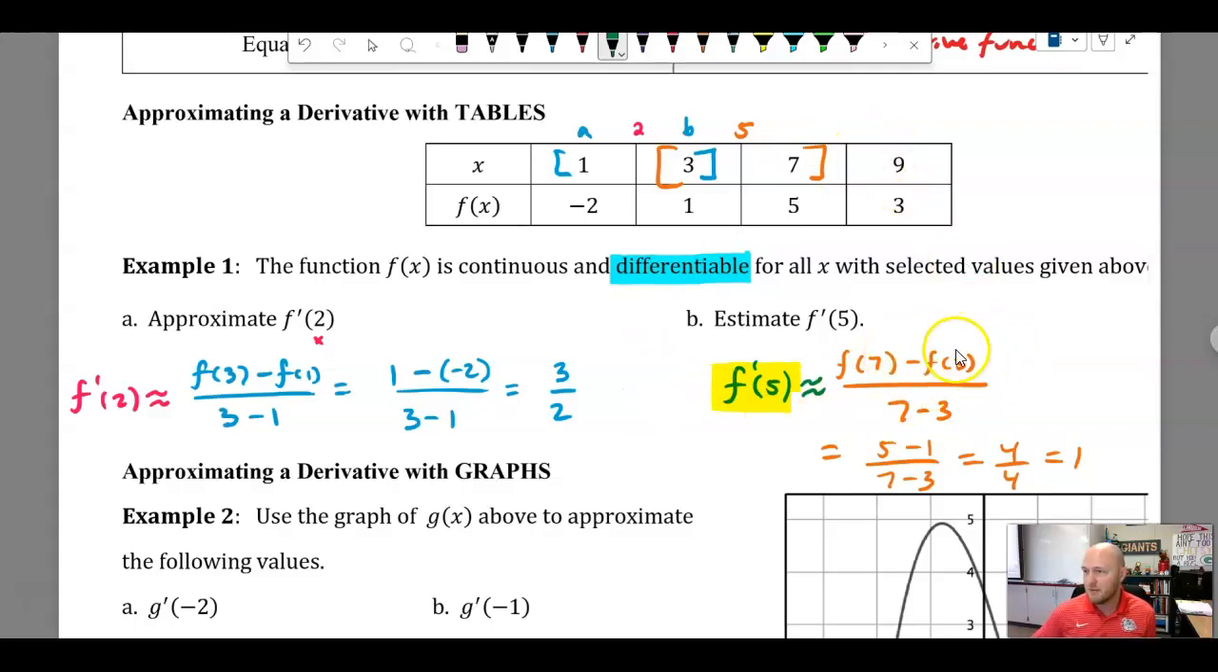F of 7 minus f of 3, because 5 is going to land right in between here. And the AP exam will always give you something that is equidistant between these two x values. So don't worry about that. But anyway, you should have gotten 4 over 4, which is 1. You could have stopped here at 5 minus 1 over 7 minus 3. That would earn the point as well. Okay, so hopefully you got that.